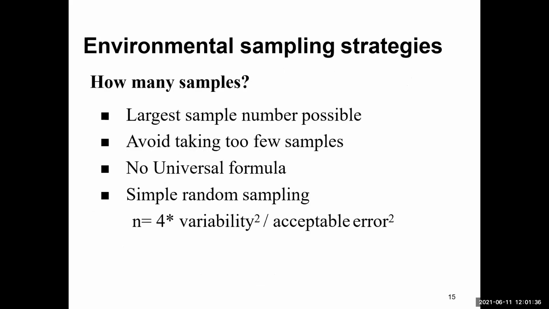The environmental sampling strategy. What is the environmental sampling strategy? It is about how many samples to collect: the largest sample number possible. You might collect 10, 12, or 20 samples; it is not fixed, but you collect a large sample. Avoid taking too few samples, such as 1, 2, 3, 4, or 5. There is no universal formula. For simple random sampling, n is equal to 4, and the probability squared is the acceptable error.